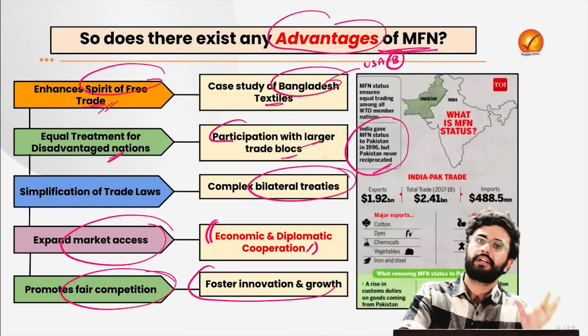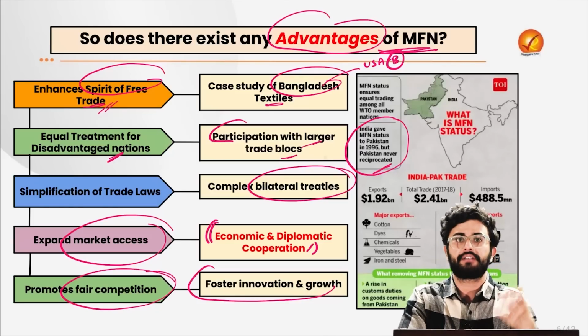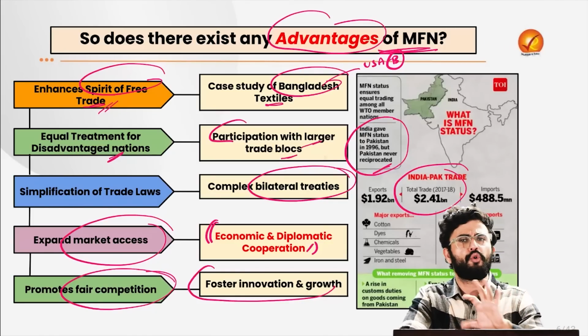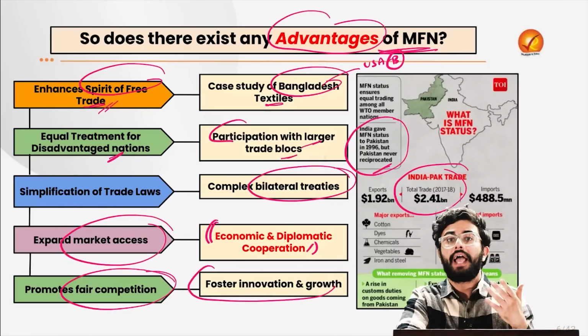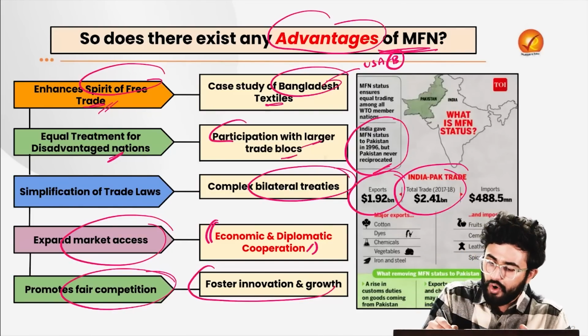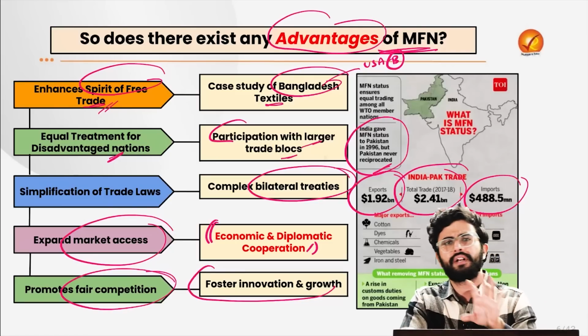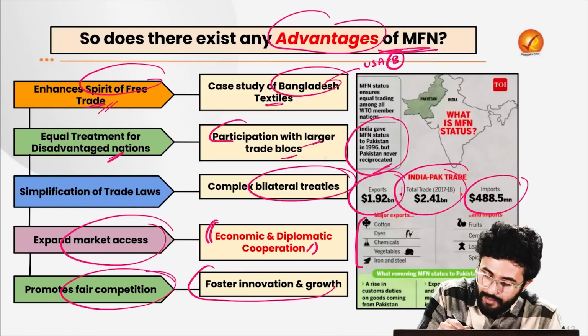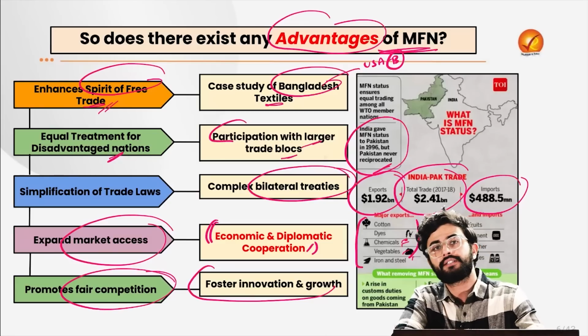So till 2017-18, we were trading with Pakistan on a large scale. For example, our total trade existed at around $2.4 billion. And we had a huge positive balance of trade, with our exports being $1.9 billion and our import was only around $488 million. We were exporting, let's say for example, cotton, chemicals, vegetables, iron and steel to Pakistan.